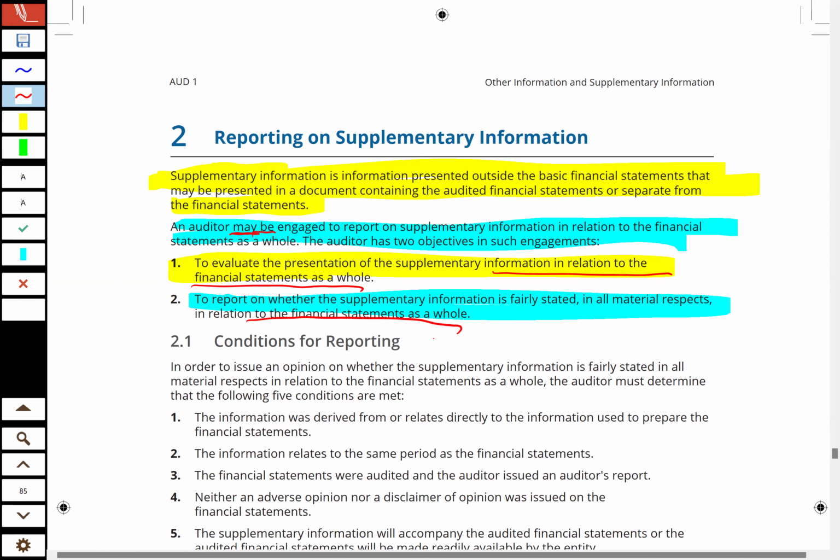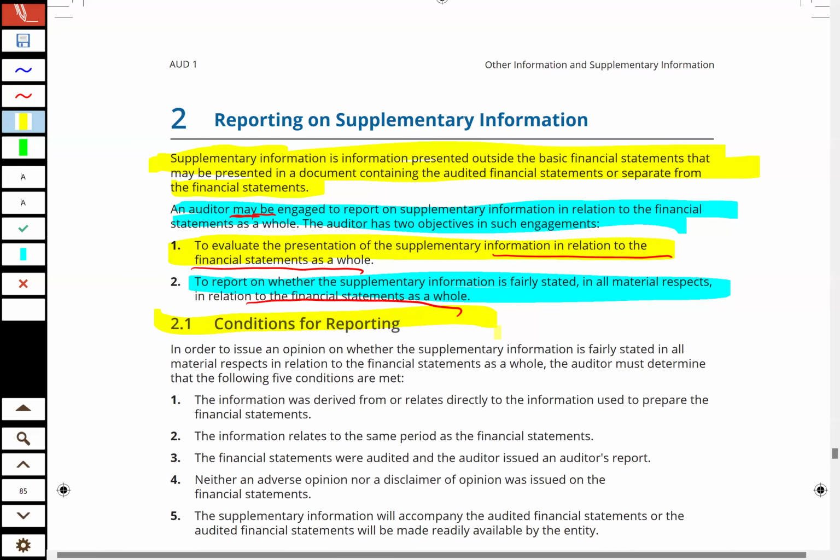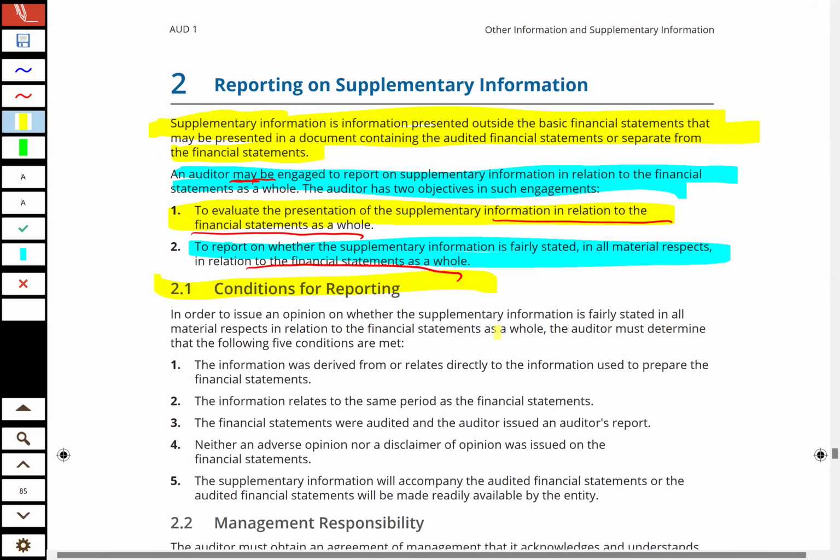Now, in order to do this kind of work, which is going beyond what we're typically doing in just a straight audit, the conditions for doing this are: the information was derived from the financial statements, the information relates to the same period, and the financial statements were audited by the auditor.